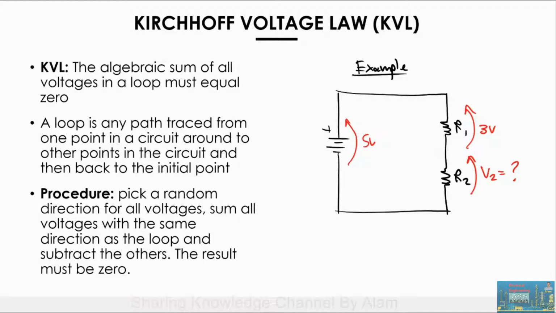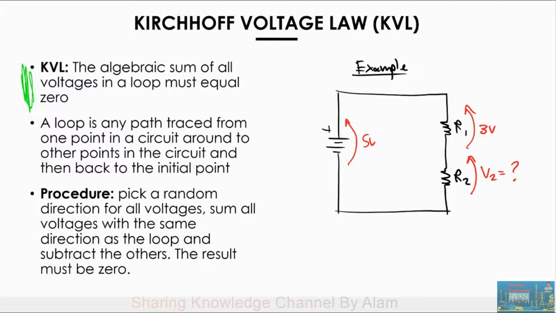As indicated on the side here, this is the definition of the Kirchhoff voltage law, and it basically says that the sum of all the voltages in a loop must be equal to zero. What is a loop? A loop is any path traced from one point in the circuit around other points in the circuit and then back to the initial point. So very simple definition. How do you actually implement that practically speaking?